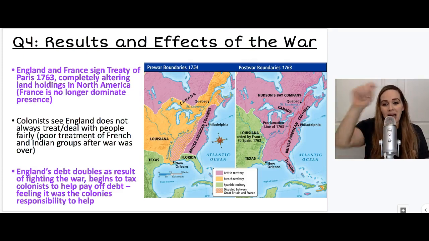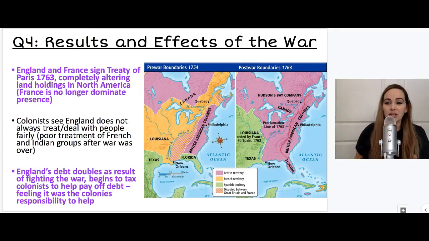If you haven't drawn a line yet underneath everything from question 3, make sure you do that. Go ahead and get the title down for Q4, Results and Effects of the War. So once France loses the French and Indian War, for all intents and purposes, they are no longer going to be a dominant presence in the New World.